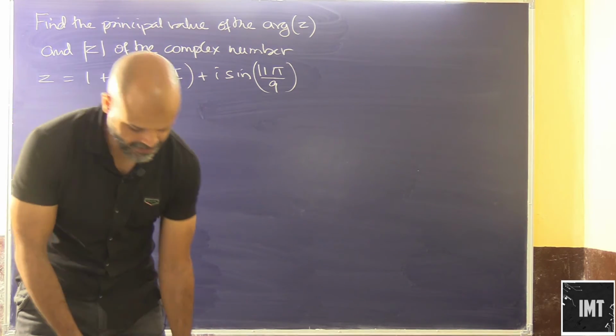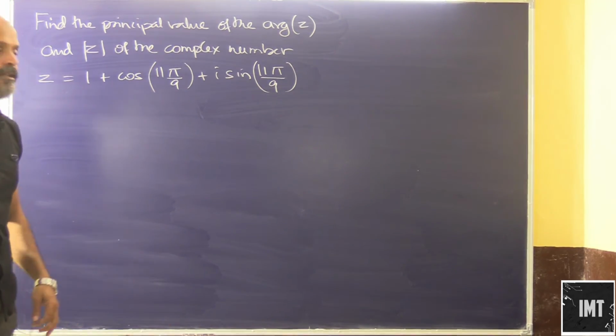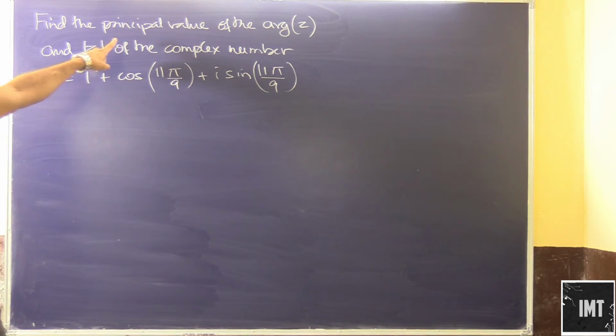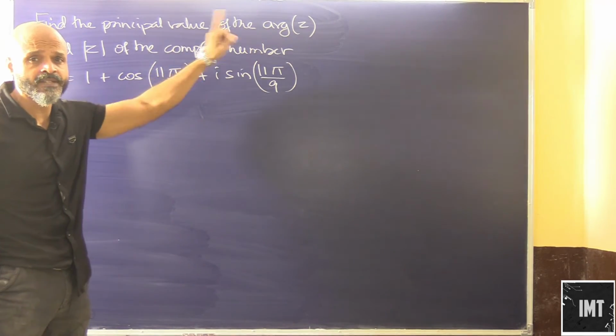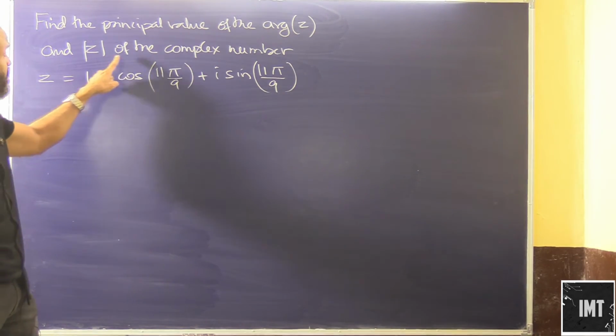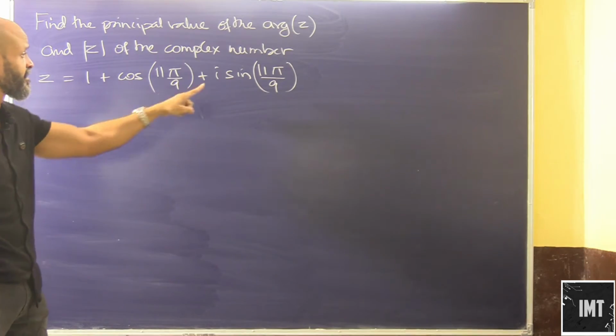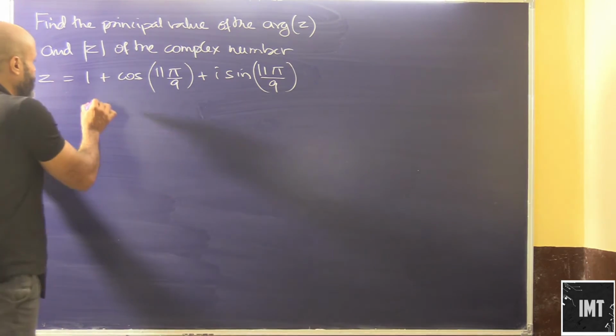Okay, so let's grab this problem here. It states: find the principal value of the argument of z and the modulus of z of the complex number which is given by this. Now look at this format.